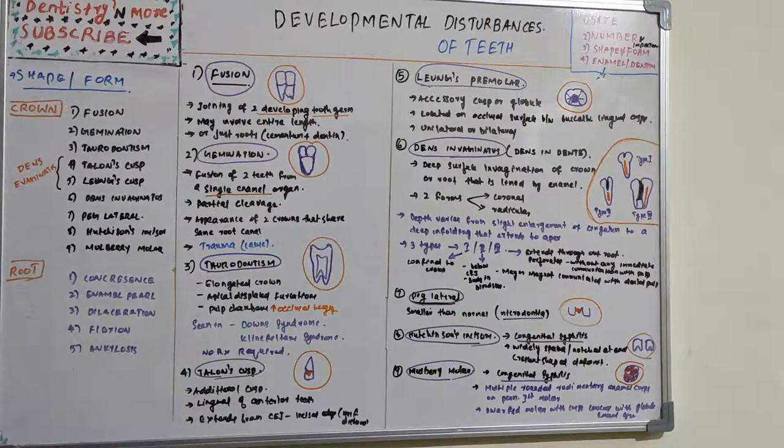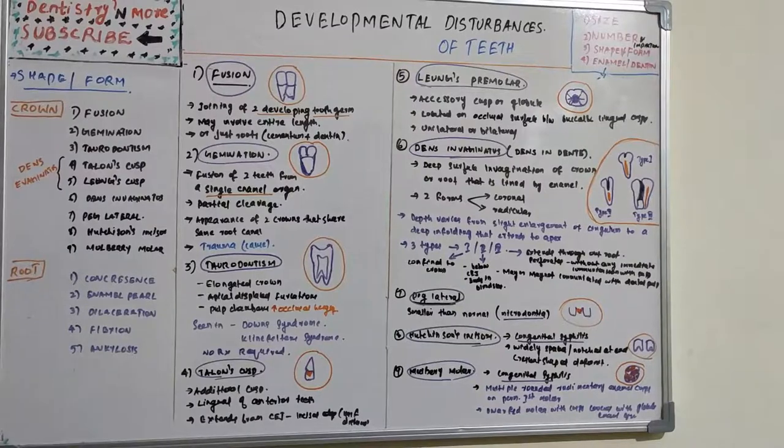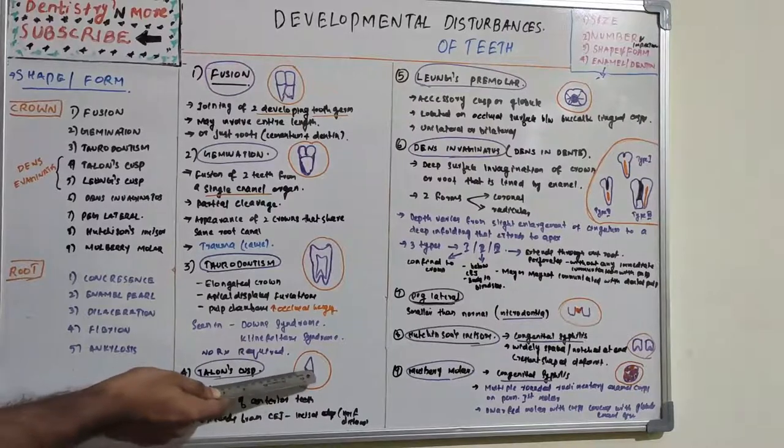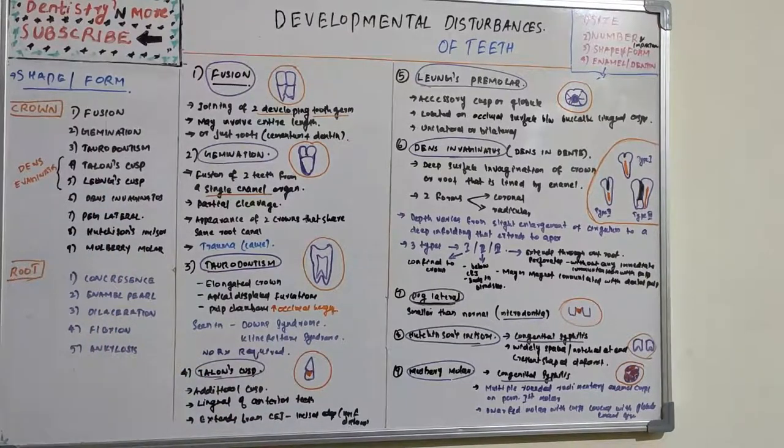And now we have Talon's cusp. Talon's cusp is an additional cusp which is seen mostly on the lingual side of anterior teeth. An additional small cusp-like structure at the cingulum area we can observe in a few teeth. So that is known as Talon's cusp, which is also known as dens evaginatus. So there will be extra growth, so that is known as evaginatus. It extends from CEJ to half of the incisal edge. So this is the CEJ and it extends to half of the incisal edge. So it appears as a small cusp at the lingual portion, in the cingulum area of upper anterior teeth. That is also known as dens evaginatus.